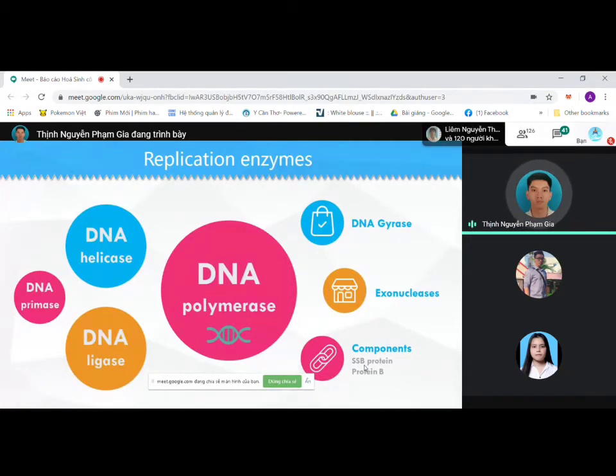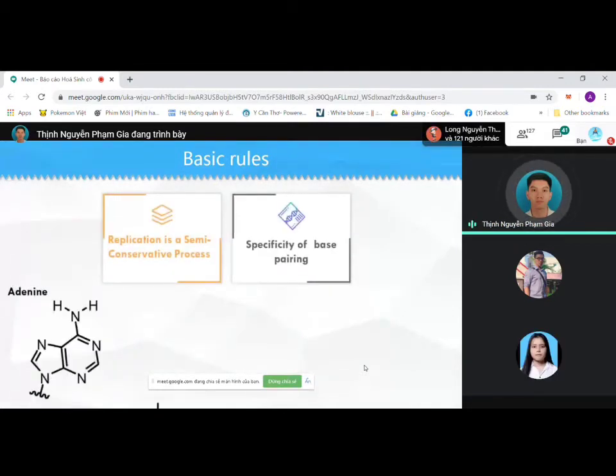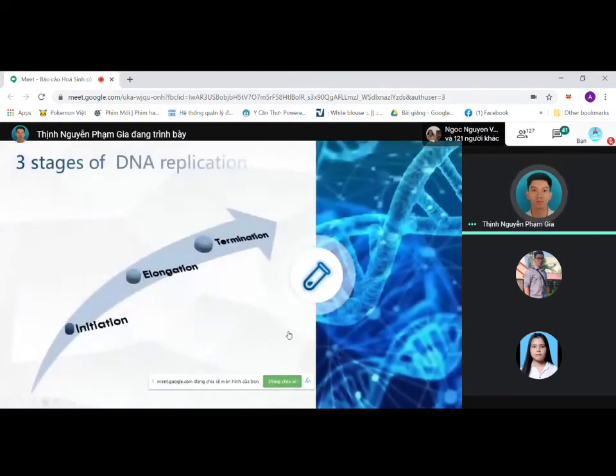Remember these enzymes, and I will talk more particularly about their function when going into the process. There are two main principles to keep in mind. Replication is a semi-conservative process. This means a new DNA consists of one chain from the mother and the other is complementary from the environment. The second is specificity of base pairing. This means adenine will connect to thymine by two hydrogen bonds, and guanine will connect to cytosine by three hydrogen bonds.